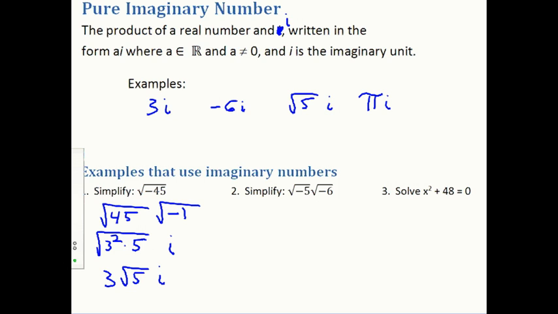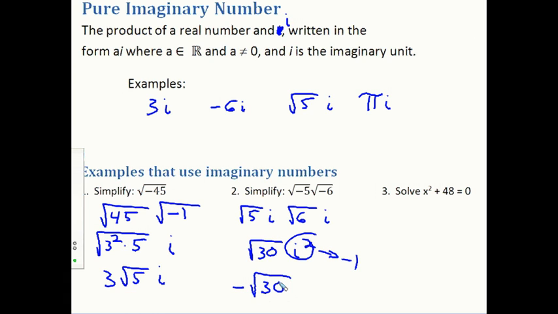Over here, this one's a little different. We don't write it that way. We don't want a square root of a negative, so we can say this is the square root of 5 i times the square root of 6 i. Square root of 5 times square root of 6, that's the square root of 30. i squared, but we learned earlier, and this is really important, i squared is equal to negative 1. We should know that by heart, and we'll see that a lot, so you'll probably get used to that. So since that's just equal to negative 1, we can say this is negative square root of 30.